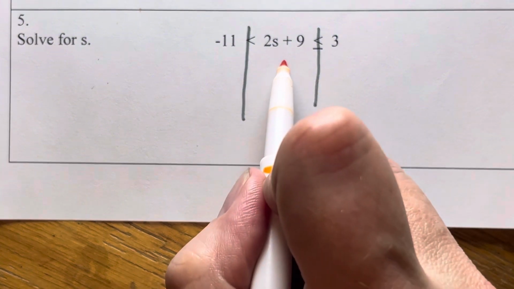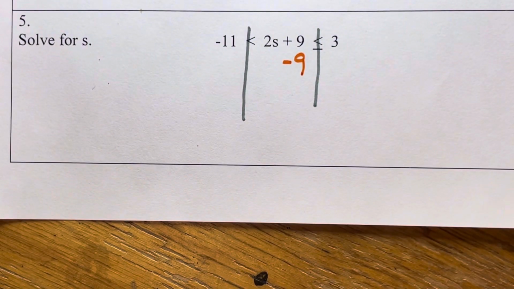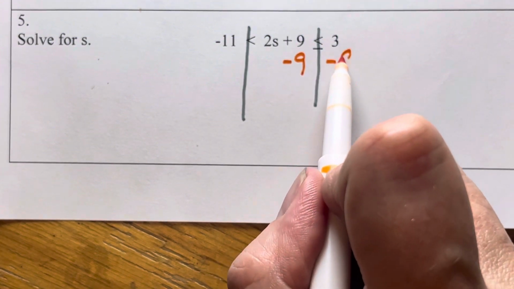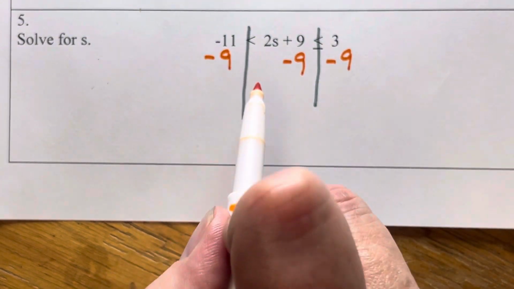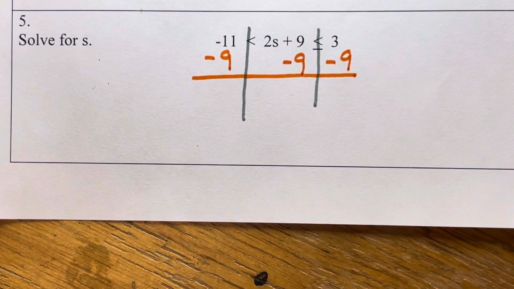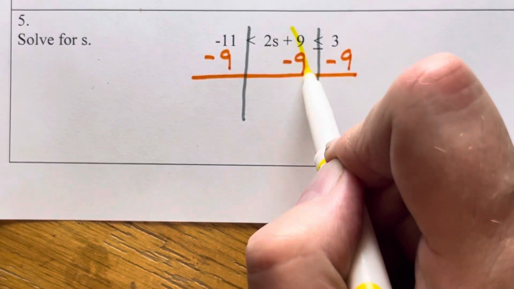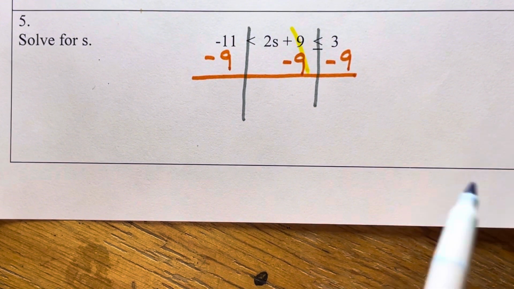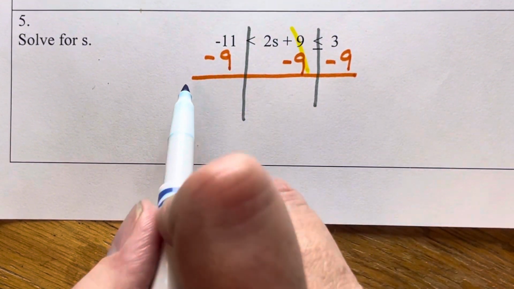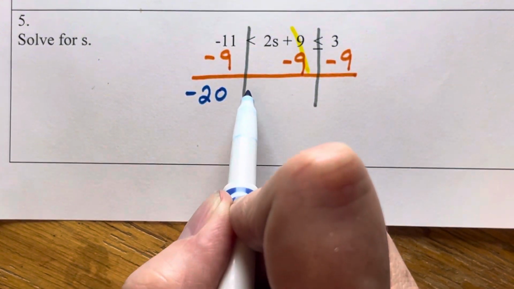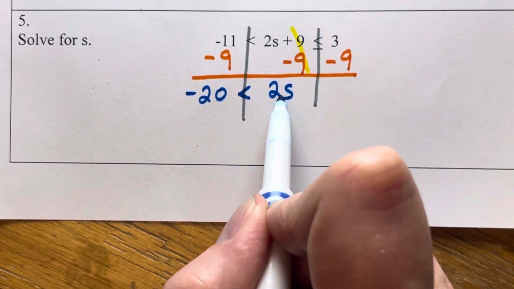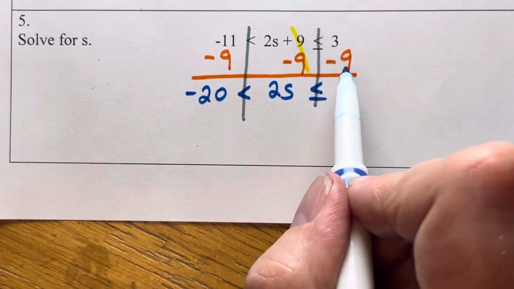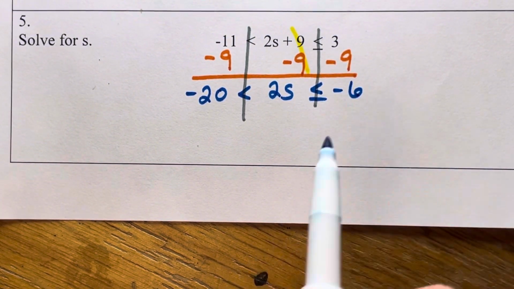Let's get rid of 9 by subtracting it off the center, but also subtracting it off of the east bank and the west bank of our rivers, so that the 9s in the center cancel out by design. That gives us negative 11 minus 9, well, that's negative 20, less than 2s, which is less than or equal to 3 minus 9, which creates negative 6.